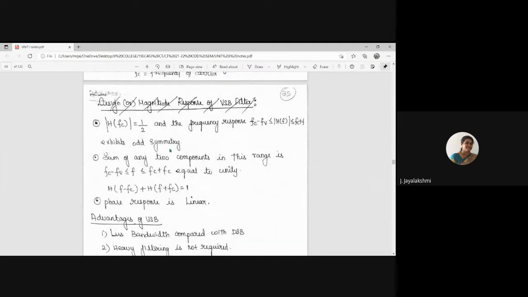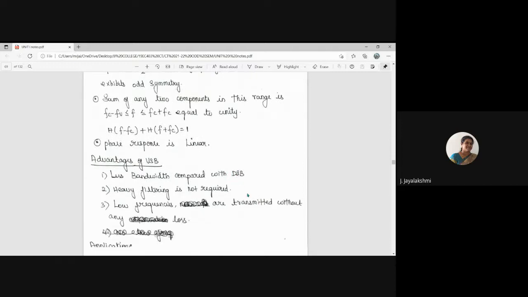And for the filter characteristics, we have to find the frequency response. Frequency response, magnitude of H of F of C. The response is going to be half of it, where this lies between two frequencies, FC minus FV and FC plus FV, and this exhibits an odd symmetry. And the sum of the two components in this range is going to be equal to unity. That is, the transfer function H of F minus FC plus H of F plus FC is going to be 1. And these are said to be the properties. Phase response is going to be linear.